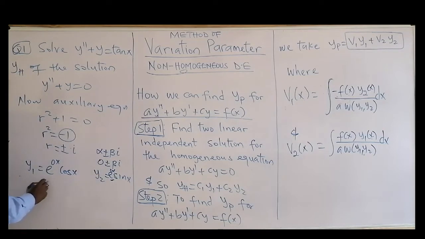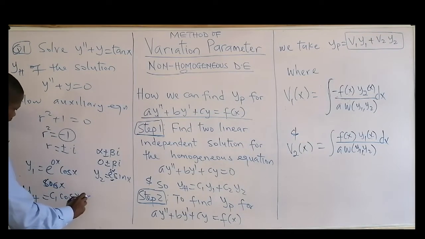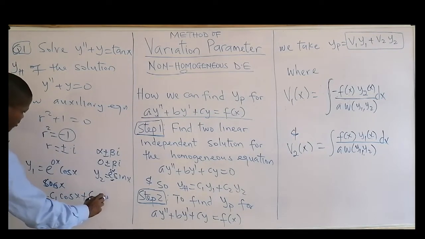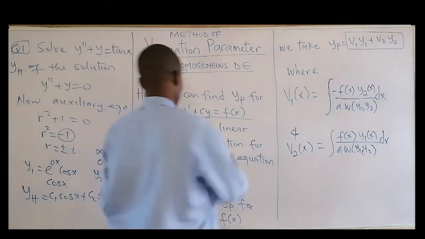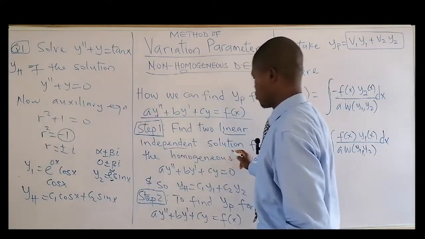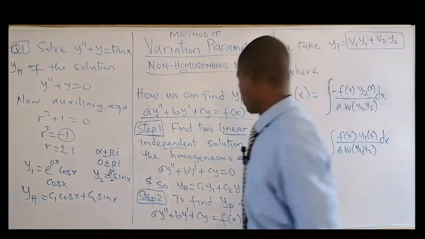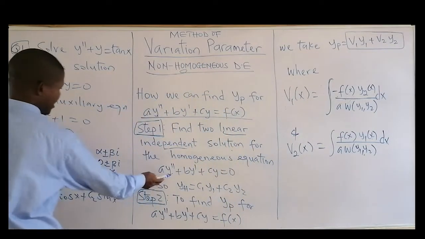So y1 is cos x, and y2 is sin x. So the homogeneous equation is equal to c1 cos x plus c2 sin x. Don't forget, my y1 is cos x. Okay, and that's why we said we should find two linearly independent solutions for the homogeneous equation. Okay, and we have done that.